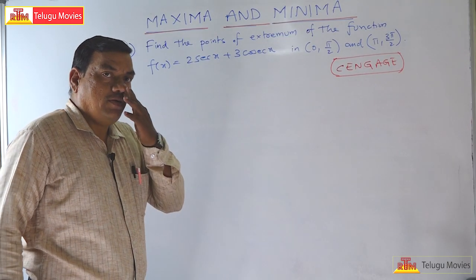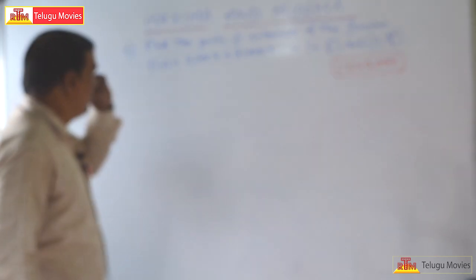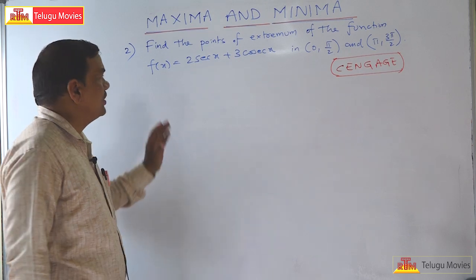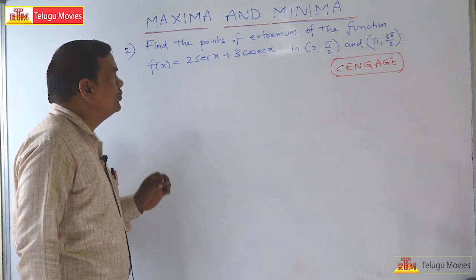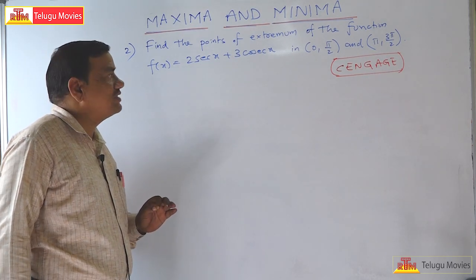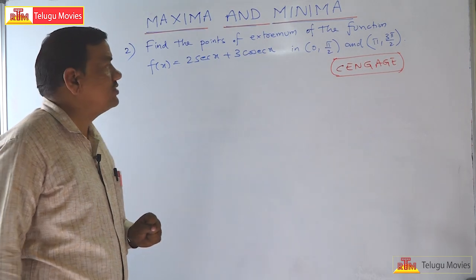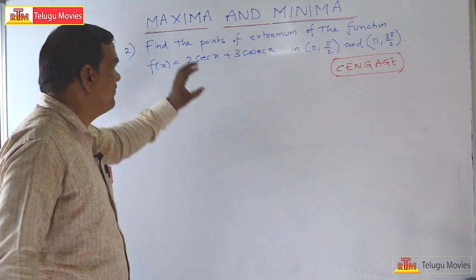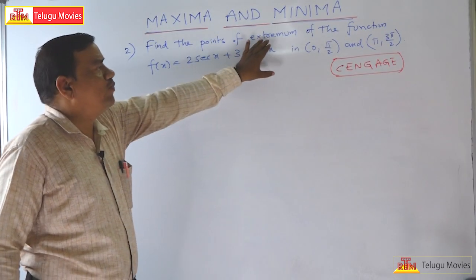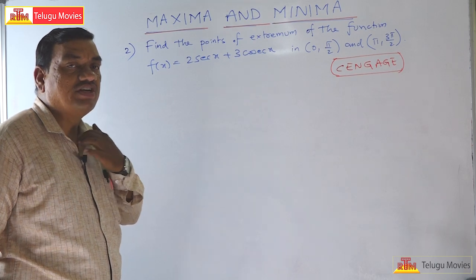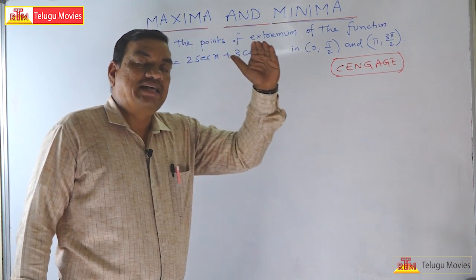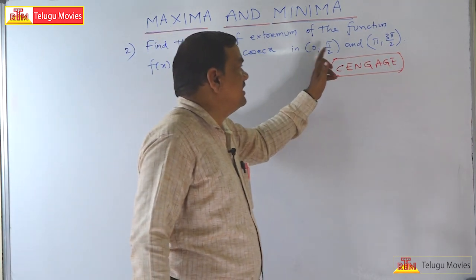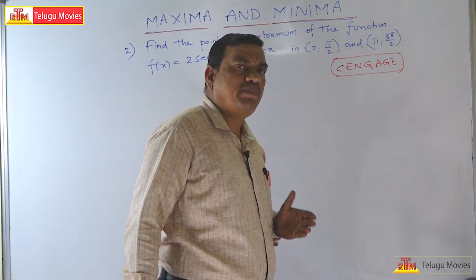So, dear students, welcome to this problem. The problem is: find the points of extremum of the function f of x is equal to 2 secant x plus 3 cosecant x in the intervals 0 comma pi by 2 and pi comma 3 pi by 2. So, this is a function. We have to find out points of extremum. Points of extremum means maximum and minimum, that is global maximum and global minimum in these intervals 0 comma pi by 2 and pi comma 3 pi by 2.